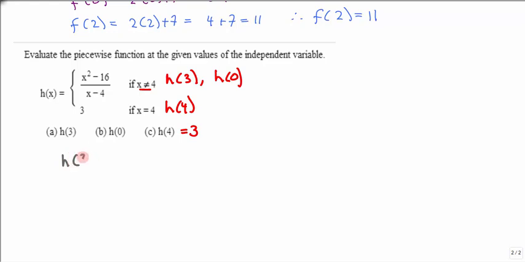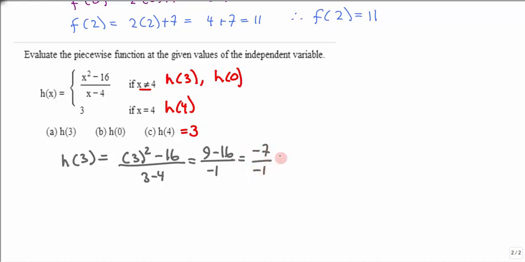Let's look at h of 3. Again, 3 falls in this domain region, so 3 does not equal 4. So everywhere that I see an x in my original up here, I will go ahead and plug in a 3. 3 squared is 9. 9 minus 16, 3 minus 4 is negative 1. 9 minus 16 is a negative 7. Negative 7 over negative 1 is 7. So that tells me h of 3 equals 7.